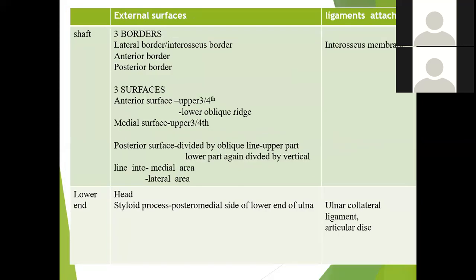Next, the interosseous membrane is attached to the interosseous border. And next you can see the ulnar collateral ligament, which is attached to the styloid process. It also gives attachment to another structure, the articular disc. Ulnar collateral ligament and articular disc. So that's all about the ligaments attached.